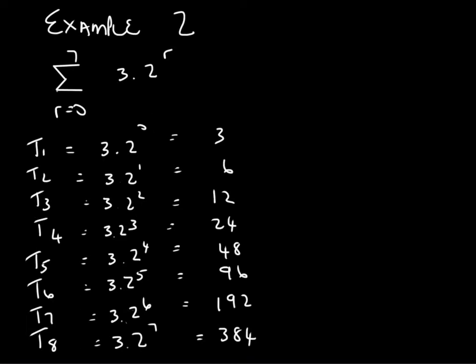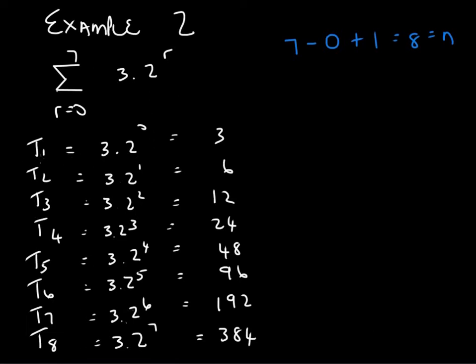Let's look at the next example. We see here that we have 7 as our top number. We have r is equal to 0, and the expression that we are substituting into is 3 times 2 to the power r. So let's find out how many terms there are in the sequence. It's going to be 7 minus 0 plus 1. So there are 8 terms in this sequence, right?